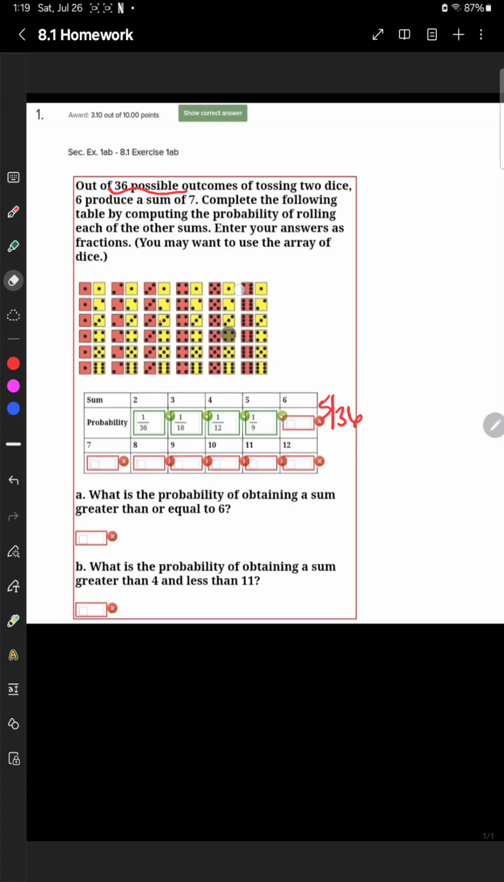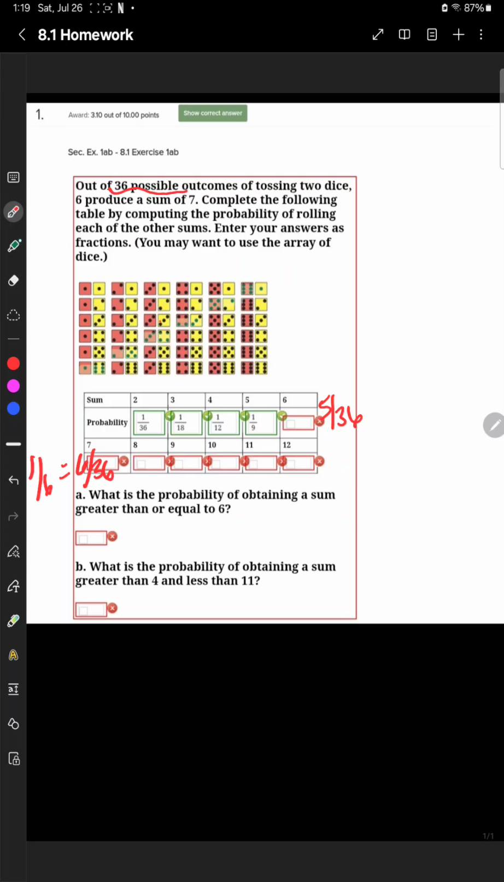Now we're on to the next. The next number is 7. So you're looking for all spaces that are 7. We got 1 here, 1 here, 1 here, 1 here, 1 here, and 1 here. So this one is 6 out of 36. So for 7, we have 6 out of 36, which equals 1 out of 6.